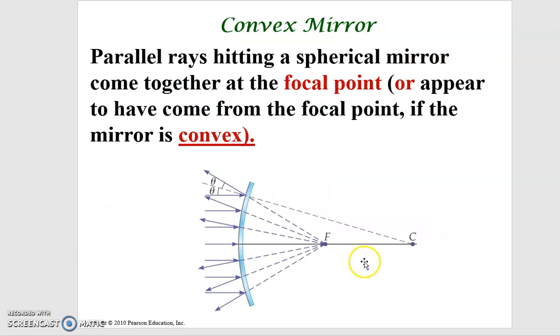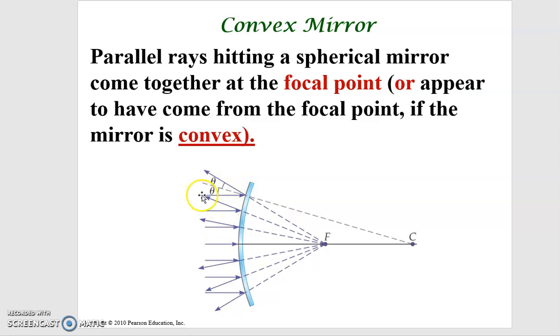So now, let's try to focus on the convex mirrors first. You have parallel rays hitting the spherical mirror, and this one is convex. You can see all the incident lights are parallel to each other, and they will be reflected. So the law of reflection is still respected.